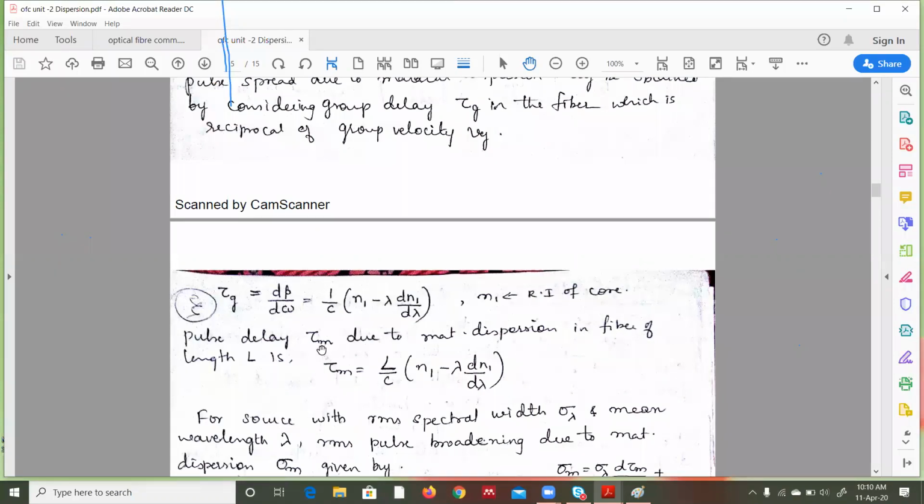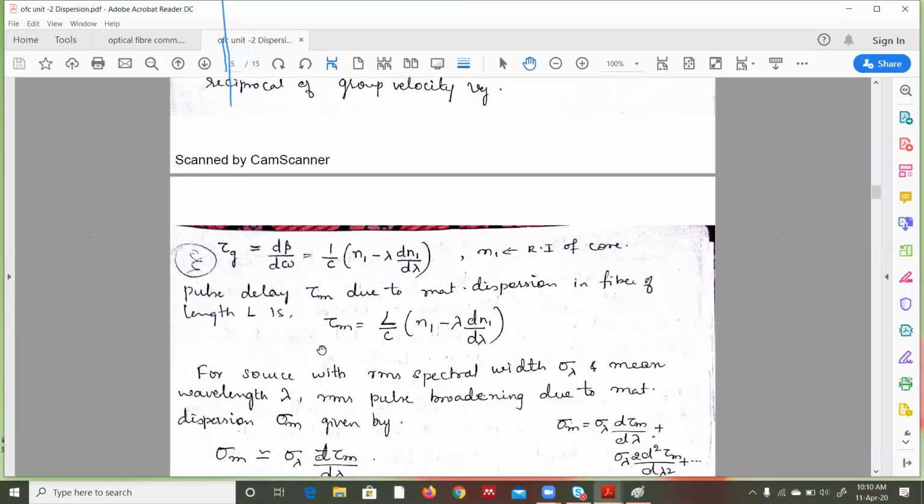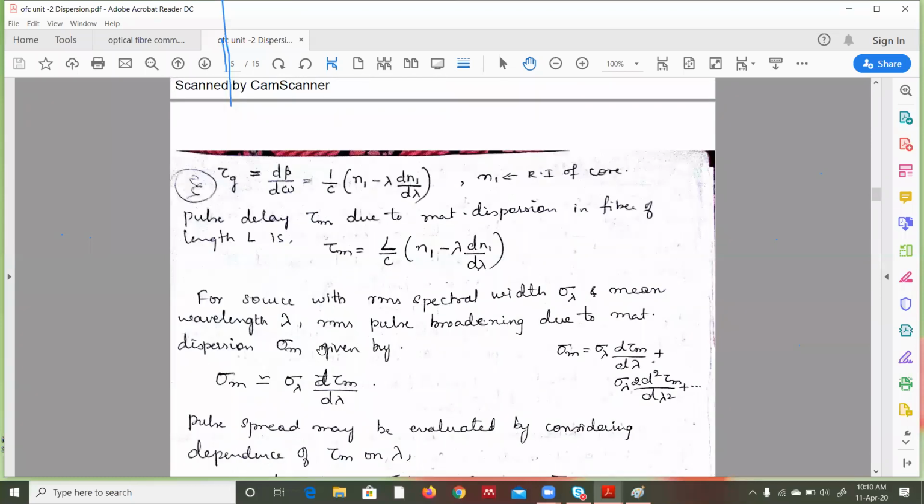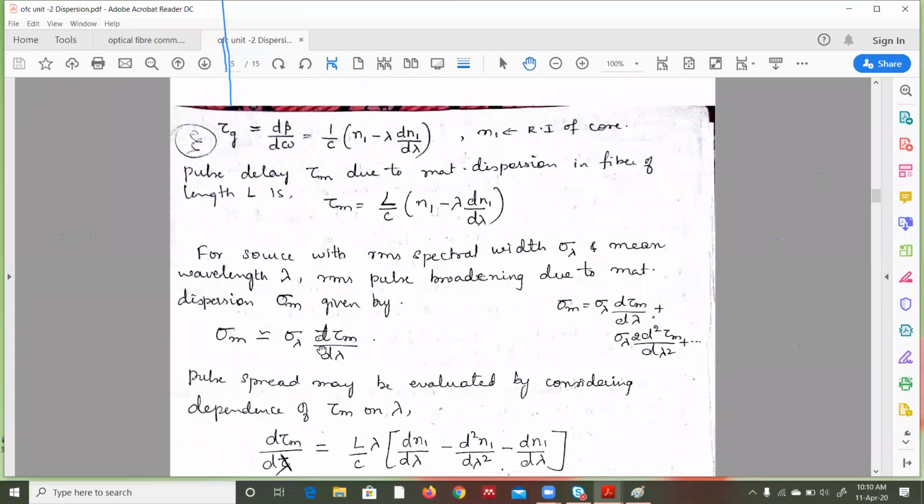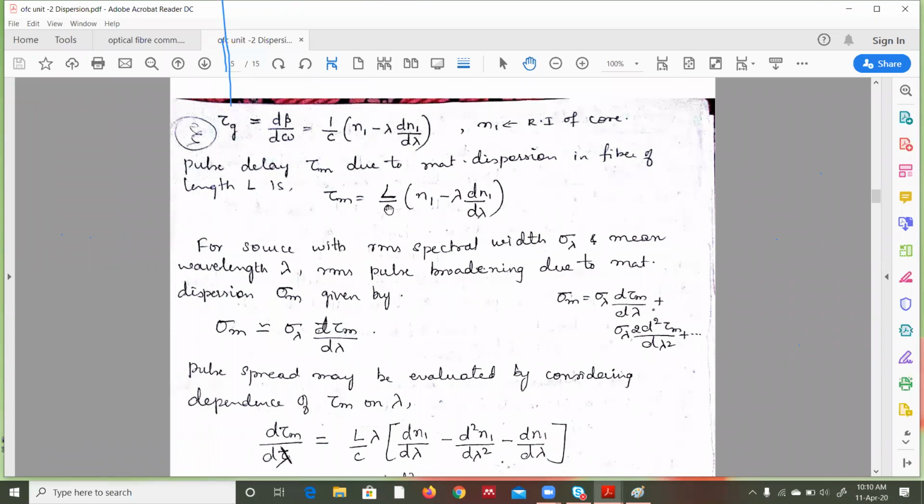So pulse delay, because the pulse travels inside the fiber of certain length, so we may change the expression of group delay to pulse delay as tau sub xm, which is equal to L divided by c (n1 minus lambda dn1 by d lambda). So this is the expression for pulse delay after it traverses a distance of length L.